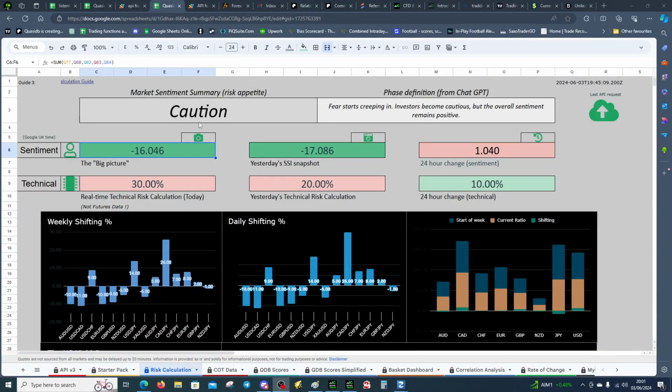We are in a state of caution. We were in fear about 20 minutes ago, and what's actually happened is that we've improved slightly on the technical scores, and because of that we've gone to caution. But it's possible we're going to go back into fear again if the technical scores drop.